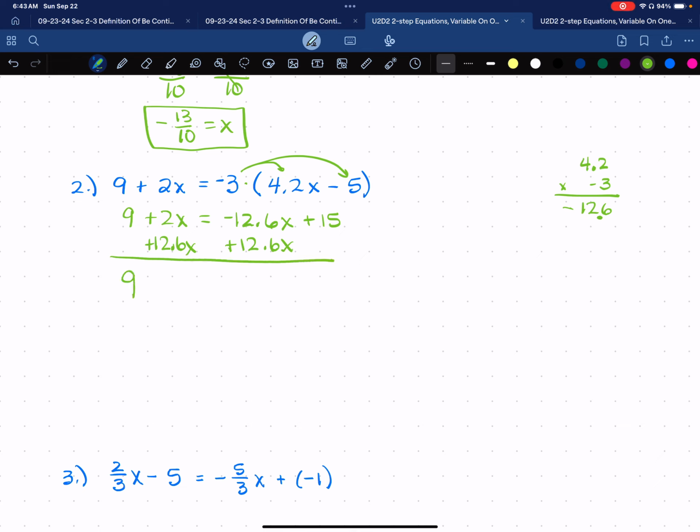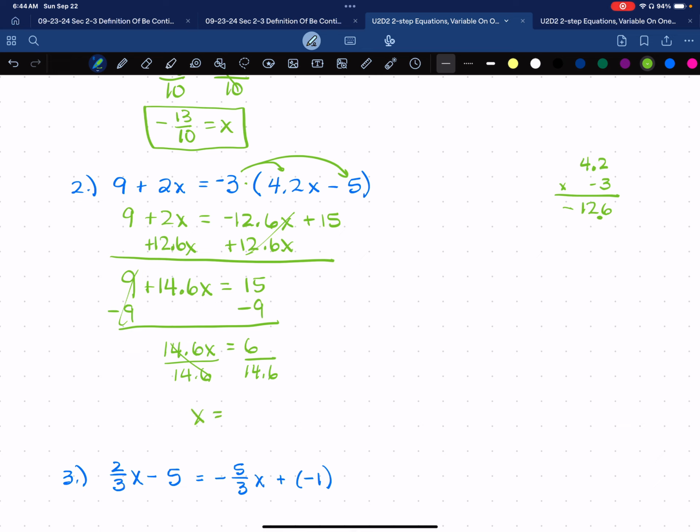A 9 will come down. 2x plus 12.6x is 14.6x. Think of it as $2 plus $12.60. You have $14.60. These are now 0, so we don't need them. And we have the 15 left. Then we're going to subtract 9 from both sides. And 14.6x is left because that's 0. 15 minus 9 is 6. And then finally, we'll divide both sides by 14.6. That's going to be 1.